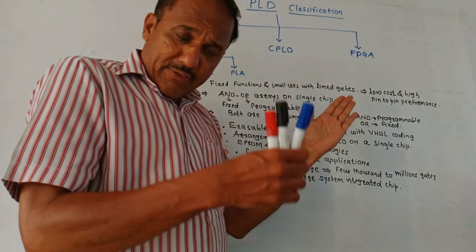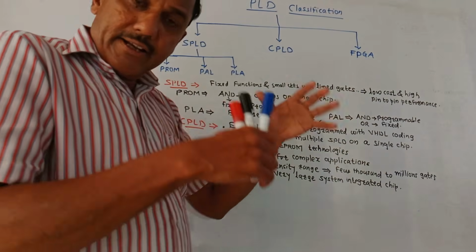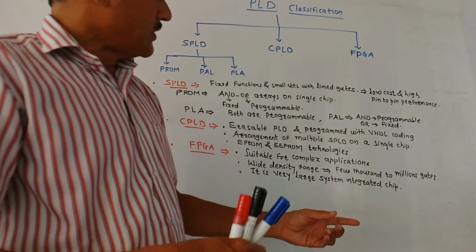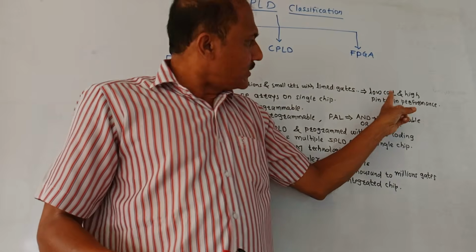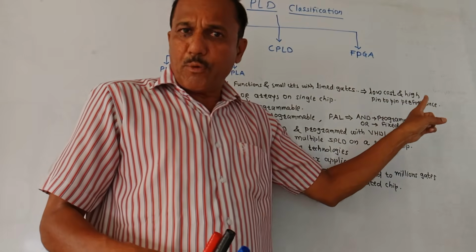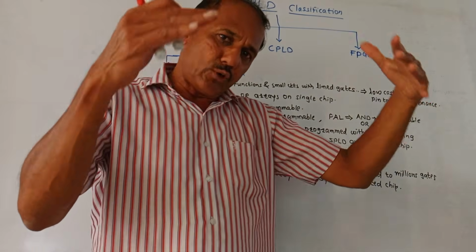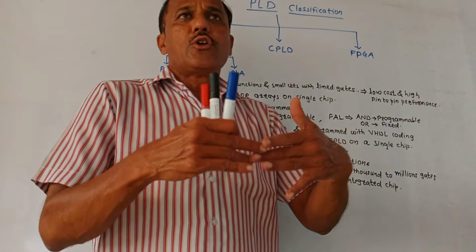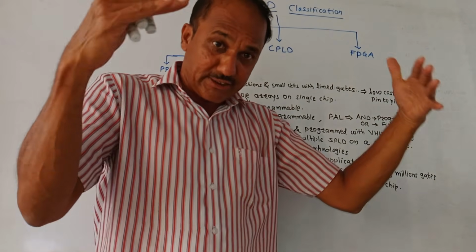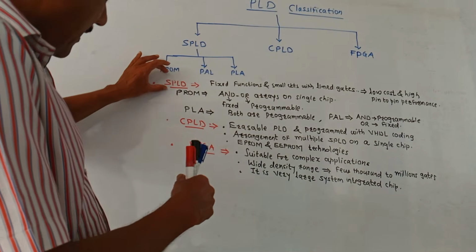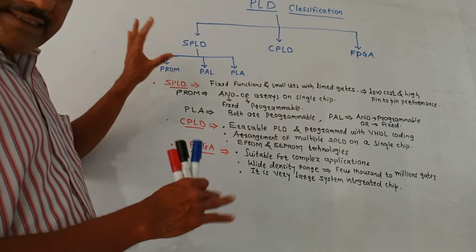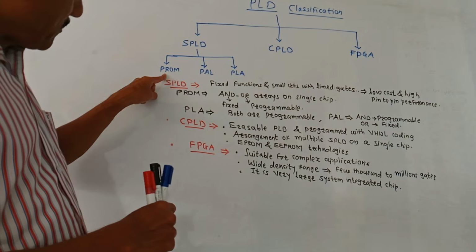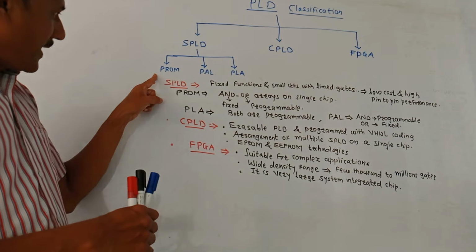So it is having fixed number of functions and limited logic gates. But it is a low cost and high pin to pin performance device. So whenever the cost is the major criteria, or you are talking about some limited applications, simple applications, then still these SPLDs are preferred. Then, as I said, PROM is the first subtype of SPLD.